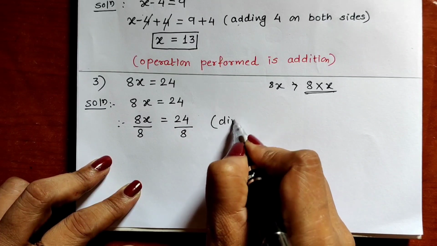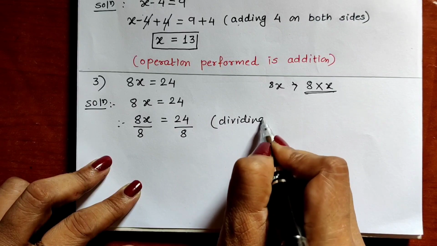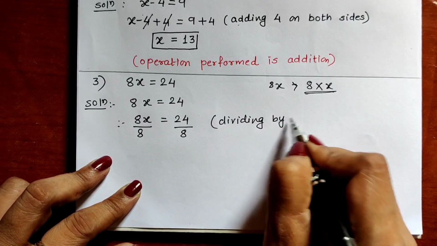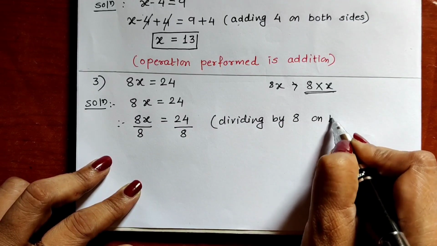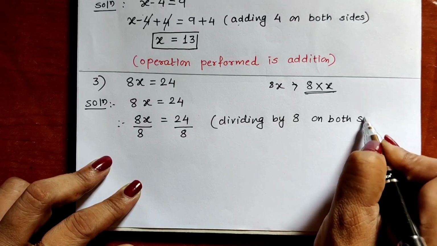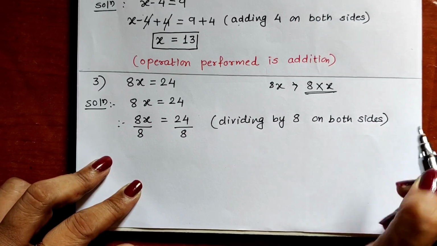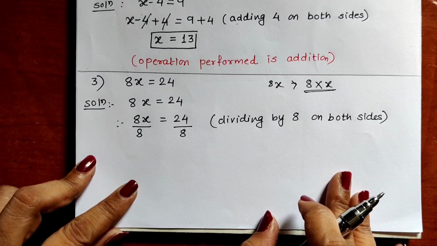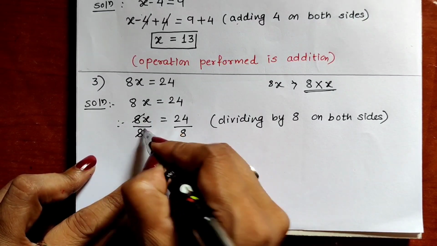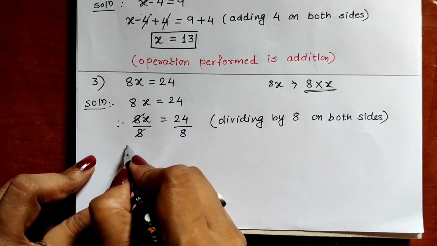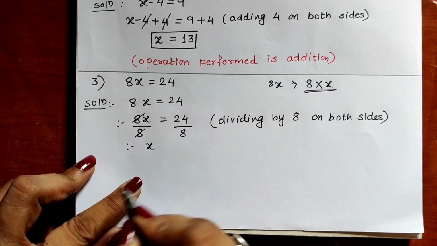So what I did here is divide by 8 on both sides. Every time you have to write it in the bracket. Now divide. 8 ones are 8, 8 ones are 8, cancelled. What is remaining? Only x is remaining on the left hand side.